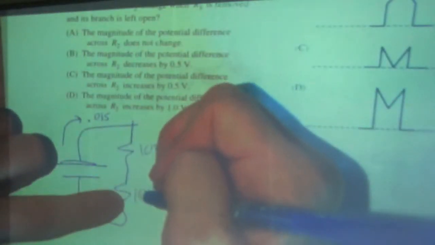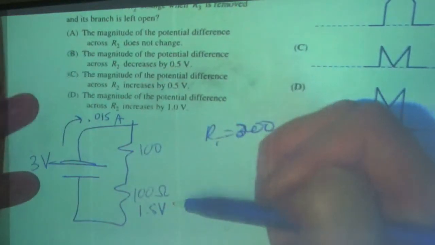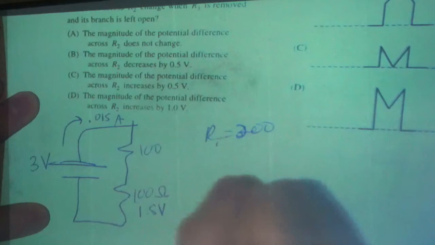And so this guy is now getting the total current. So 100 ohms times this many amps would give me 1.5 volts. So first it was 1 volt, and now it is 1.5 volts. That means that if I'm going from 1 volt to 1.5 volts, you are increasing by 0.5. So that is C.